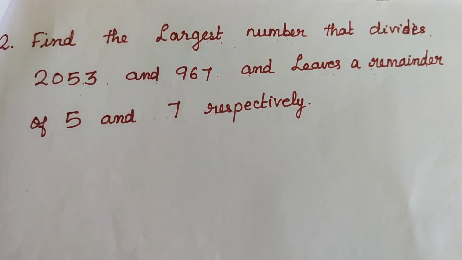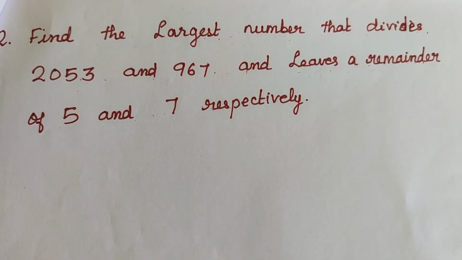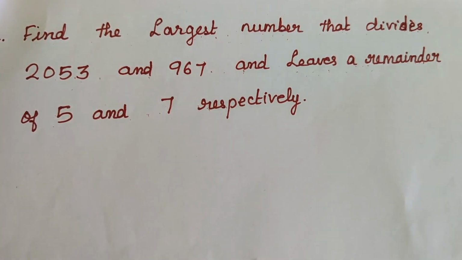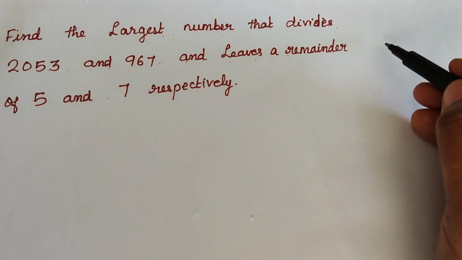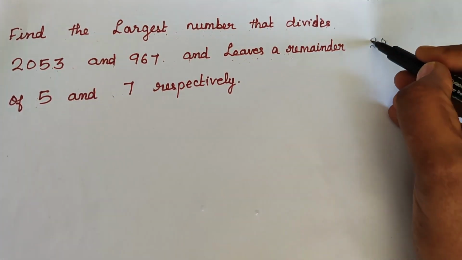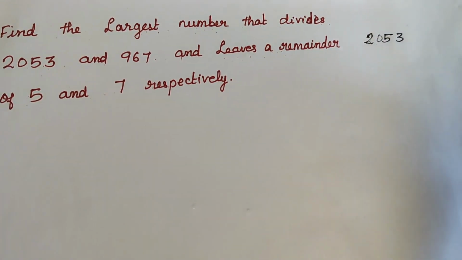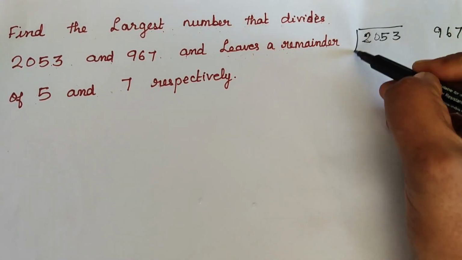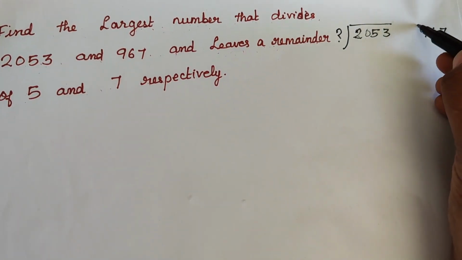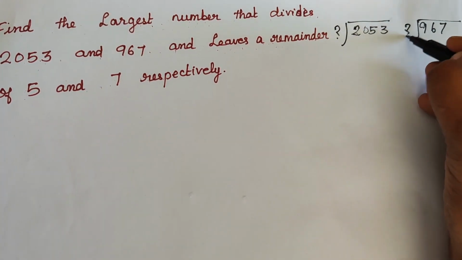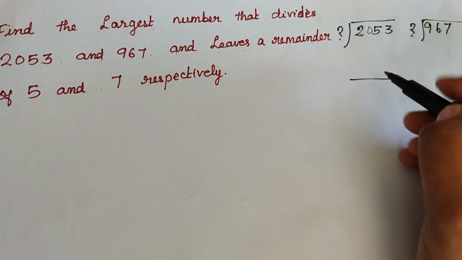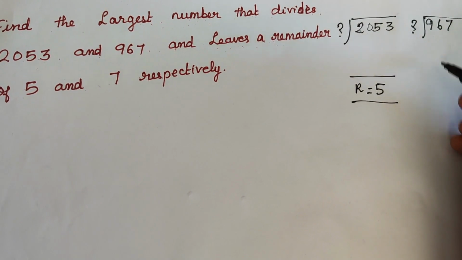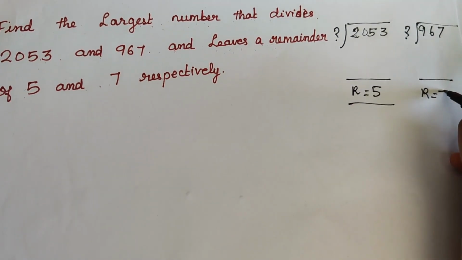Find the largest number that divides 2053 and 967 and leaves a remainder 5 and 7 respectively. The meaning of the question is that take 2053 and 967. If you divide 2053 by a number, and if you divide 967 by the same number, in the first case you will get the remainder 5. In the second case, you will get the remainder 7.